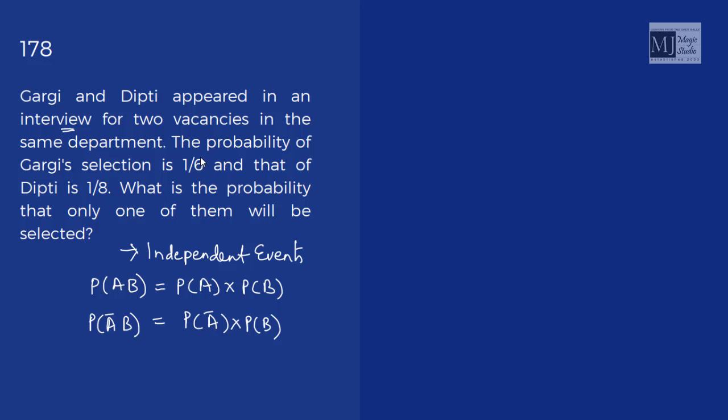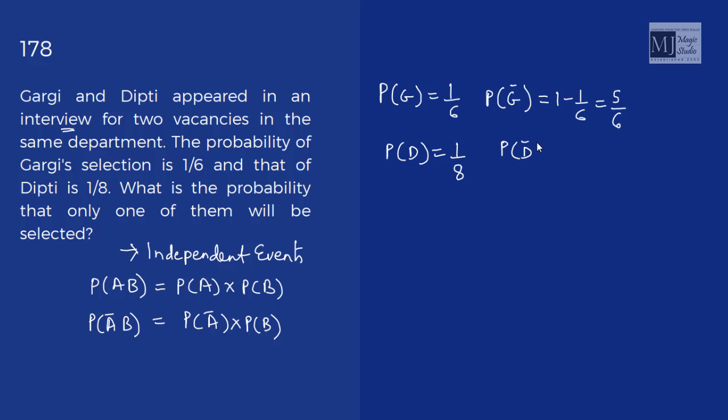Now, the probability of Gargi's selection is 1 by 6. That means P(G) is 1 by 6. Probability of G complement, that is not selection, or probability of Gargi's no selection, is 1 minus 1 by 6, that is 5 by 6. And probability of Deepti's selection, P(D), is 1 by 8. P(D) complement, 1 minus 1 by 8, that is 7 by 8.